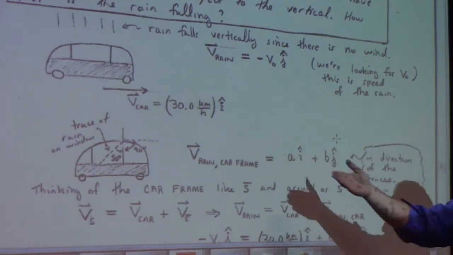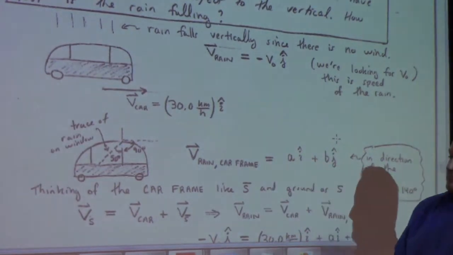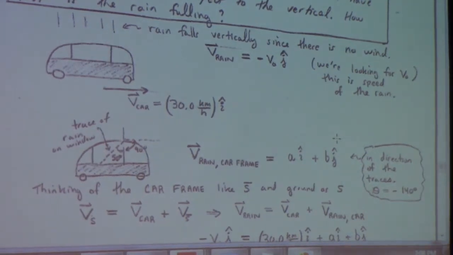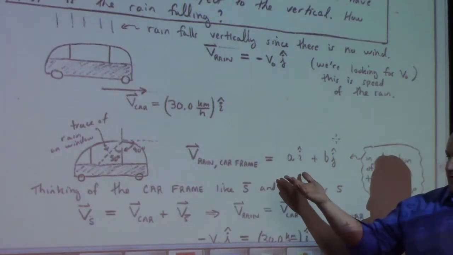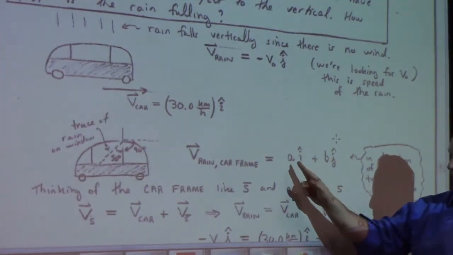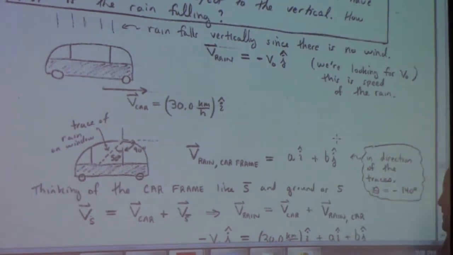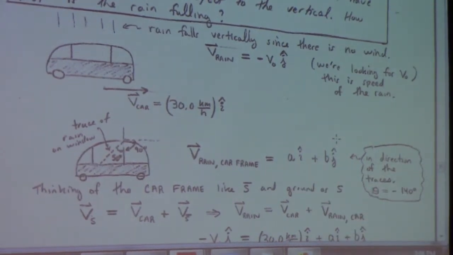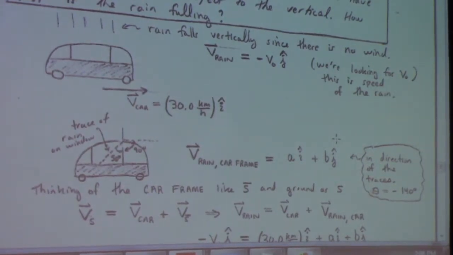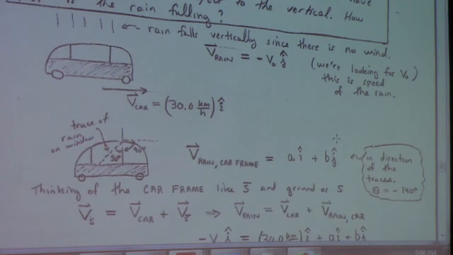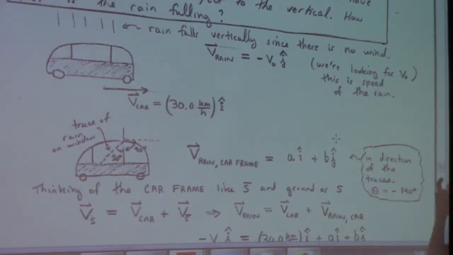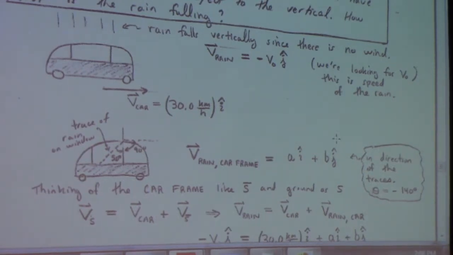So here's the deal. The velocity of the car is this, right? And if you think about the velocity of the rain in the car frame, which is part of the question, I give it a label because I don't know it to start with. I say it's a i hat plus b j hat. That goes in the direction of the traces on the car. Agree? If you're going along in the car, the rain looks like it goes like this on the window, and that is indicative of the velocity of the rain in the car frame. You agree? Okay.